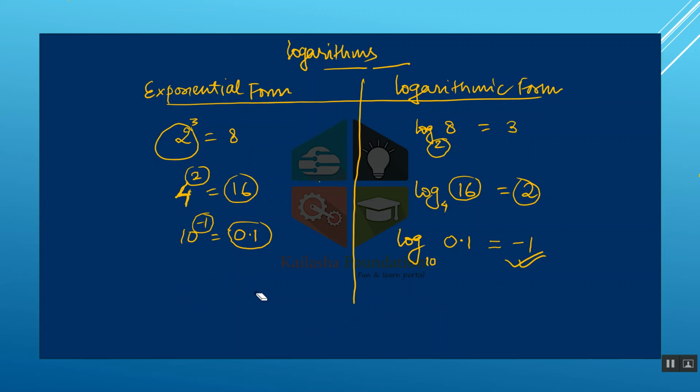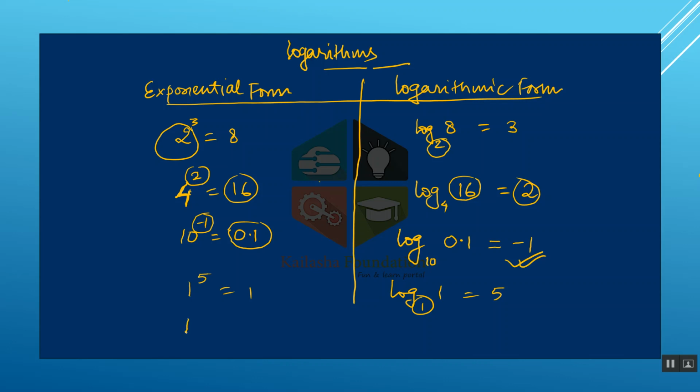1 raised to the power 5 is equal to 1, so log base 1 of 1 is equal to 5. No, it is not possible, because we have given base 1 here, which is not allowed because the base can't be 1.